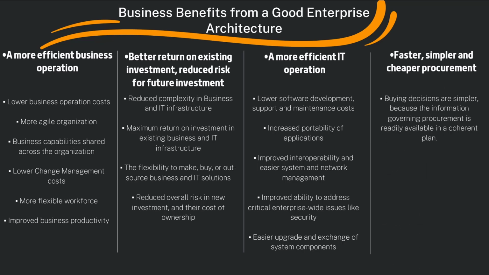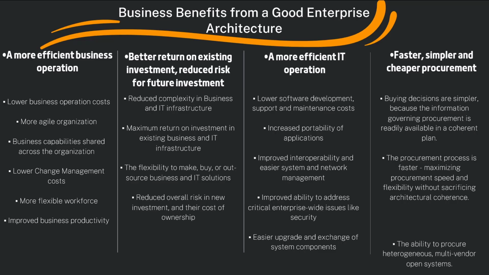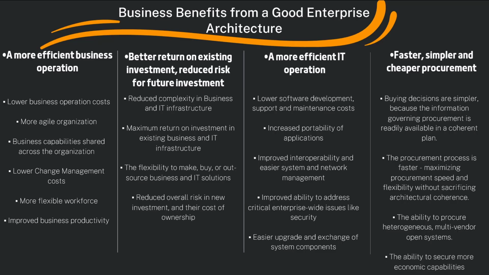Buying decisions are simpler because the information governing procurement is readily available in a coherent plan. The procurement process is faster, maximizing procurement speed and flexibility without sacrificing architectural coherence. There is the ability to procure heterogeneous multi-vendor open systems, and the ability to secure more economic capabilities.